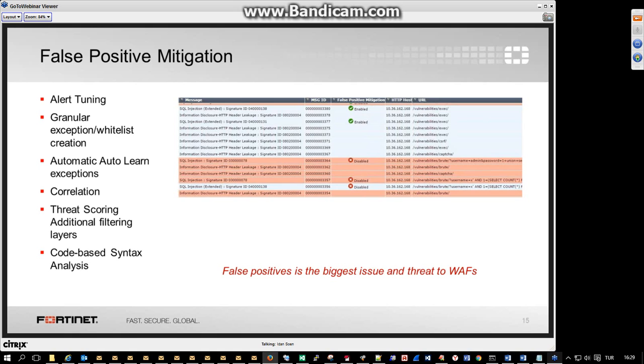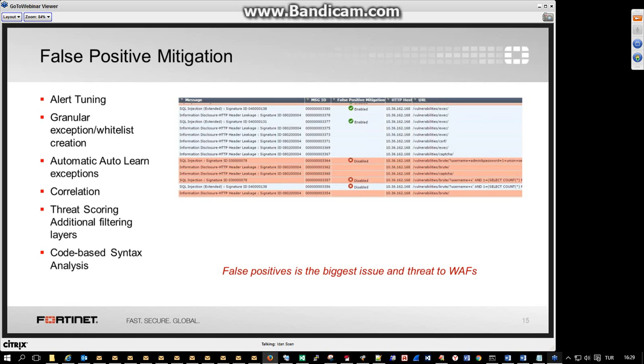We have a correlation feature as well, so we correlate multiple violations for one specific event, making a more accurate decision. Threat scoring, that I just talked about. Obviously, we don't make a decision based on one event, but on multiple events, only at a specific threshold, so you definitely make a more accurate decision.